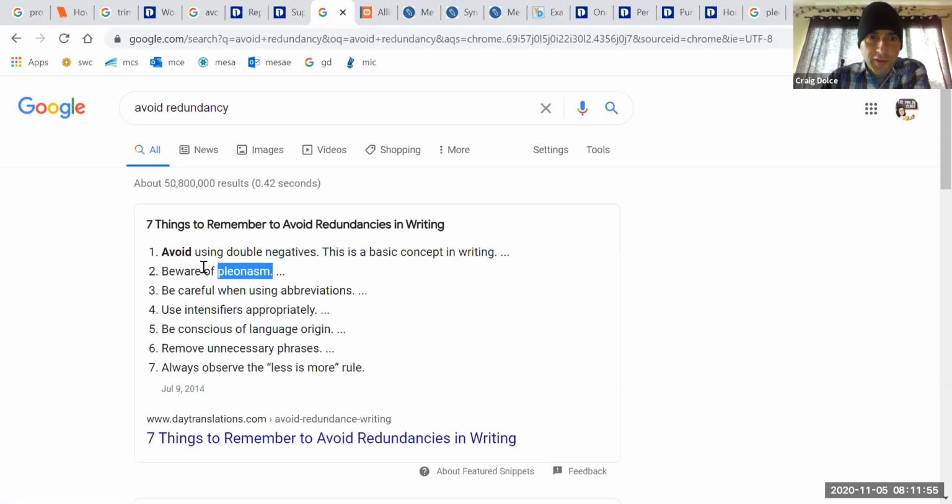So beware of pleonasms. Be careful when using abbreviations. Be conscious of language. Remove unnecessary phrases. Use intensifiers, things that make things intense, exclamation points, that kind of stuff, appropriately.